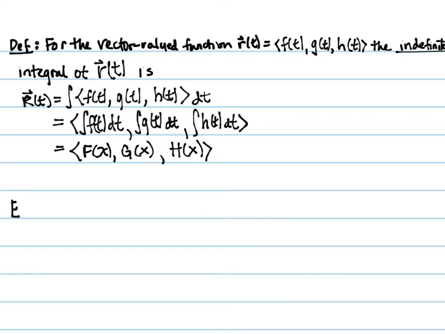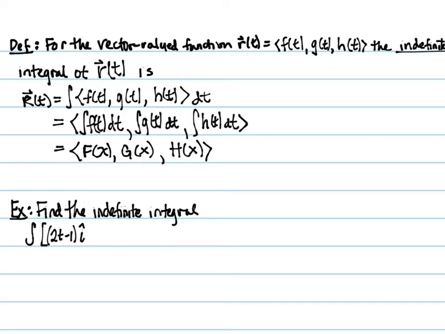Okay, so let's do an example. We're going to find the indefinite integral, and we're looking at the integral of 2t minus 1 i plus 4t cubed j plus 3 square root of 2 k dt.